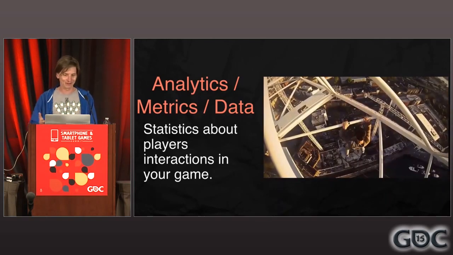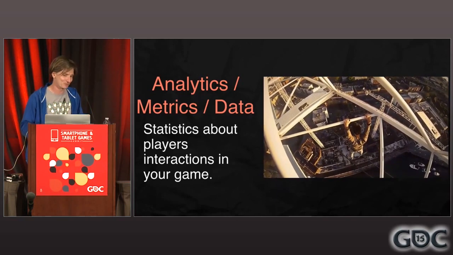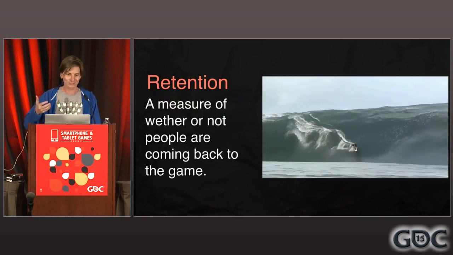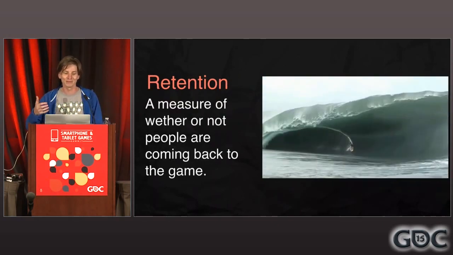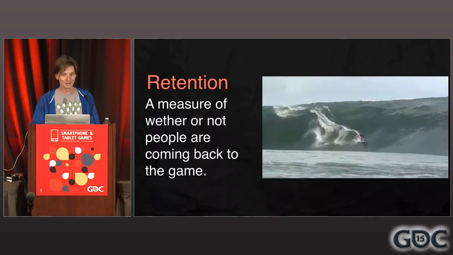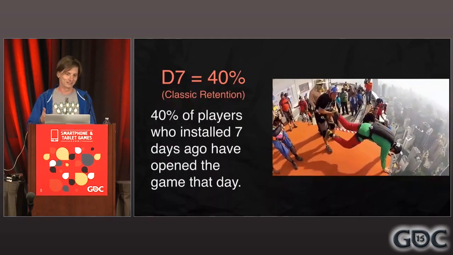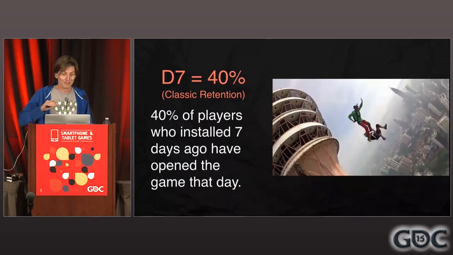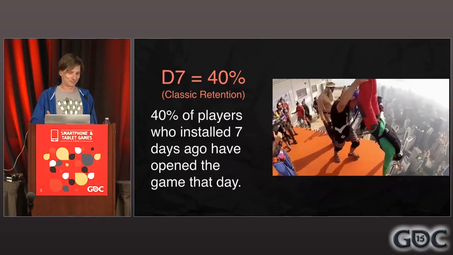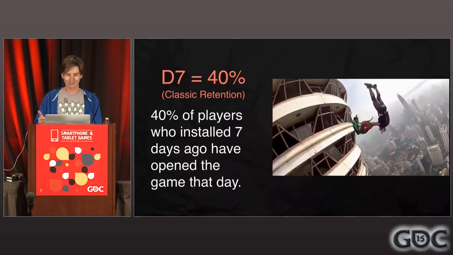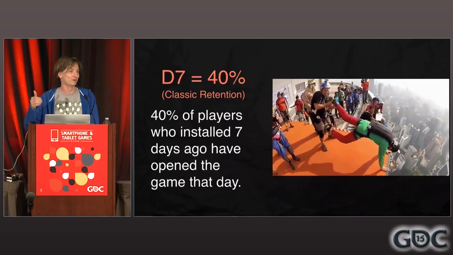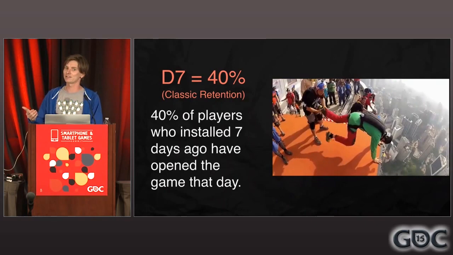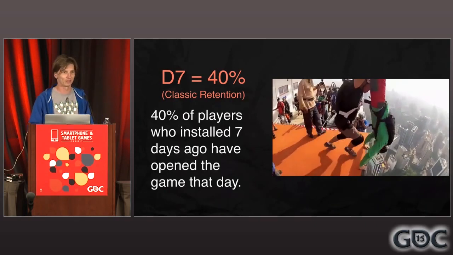Analytics and metrics and data, they all generally get used interchangeably, and they're all just basically statistics about player interactions in your game. Retention, which we're going to talk about a few times, is simply a measure of whether or not people are coming back to the game. And when you see something like D7 equals 40%, you won't see any numbers that high in this talk, but if you saw something that said D7 equals 40%, it simply means that 40% of the players who installed the game 7 days ago opened the game that day. Didn't play it, didn't do anything else, just opened it that day. And this is classic retention. This isn't rolling retention or anything else like that.